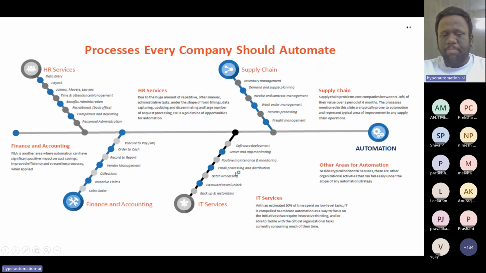And also here you can have backup and restorations, password resets, batch processing, email processing, routine maintenance and monitoring, server and app monitoring. All these services are carried out in a very frequent manner in IT, where you can opt for automation, and you can utilize RPA as a service for those things, right?